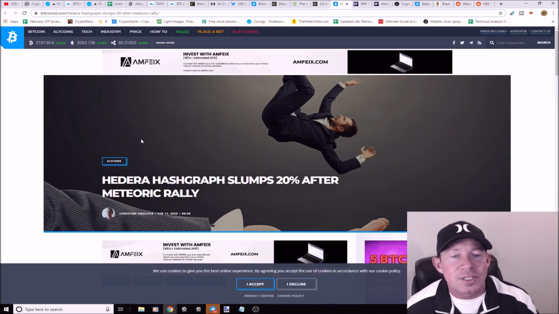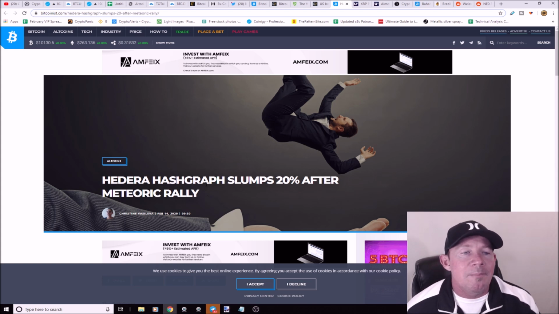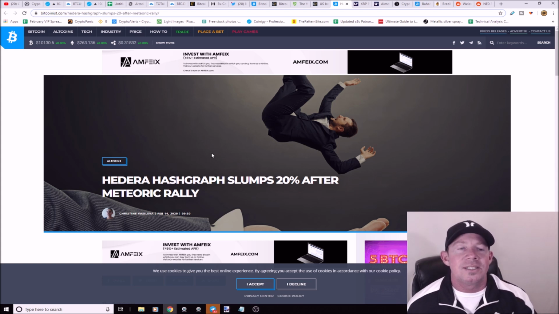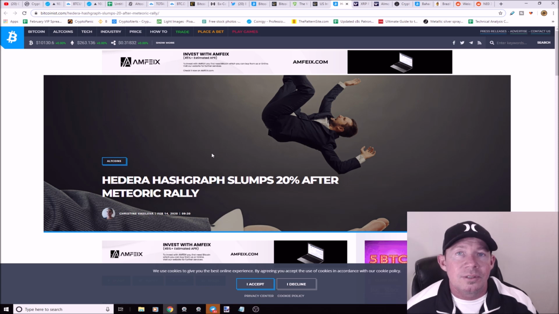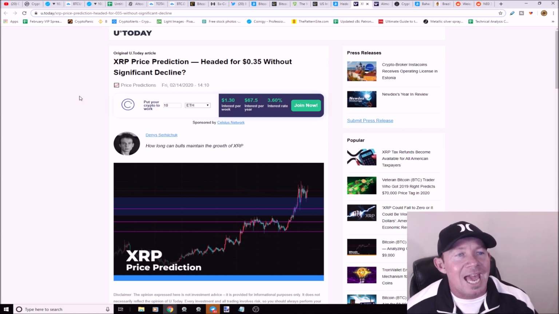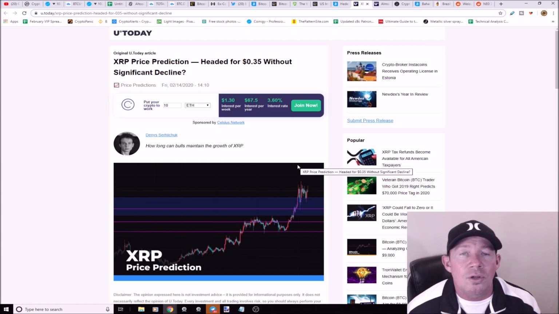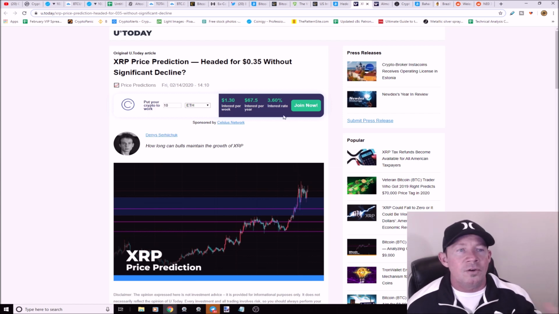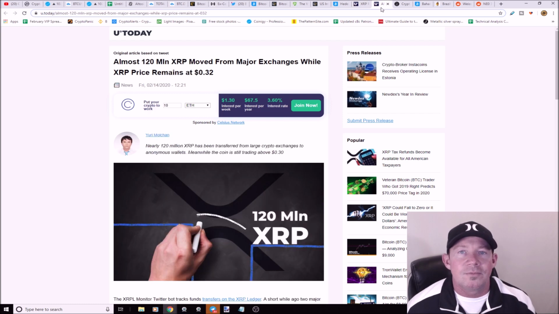Hedera Hashgraph slumps 20% after meteoric rally. Listen, the big gainers, you get those huge blow off tops, you're going to get big pullbacks. This happens. The biggest gainers become the biggest losers. XRP price prediction headed for 35 cents without significant decline. Listen, right now it's flagging, bull flag. Looking for a potential breakout to the upside. If you're not in it yet, potentially you look for the breakout, you buy the breakout. If you don't know what I'm talking about, don't trade it, right?